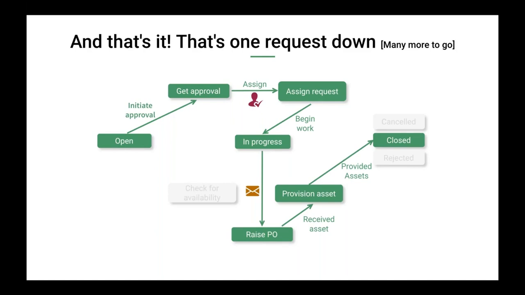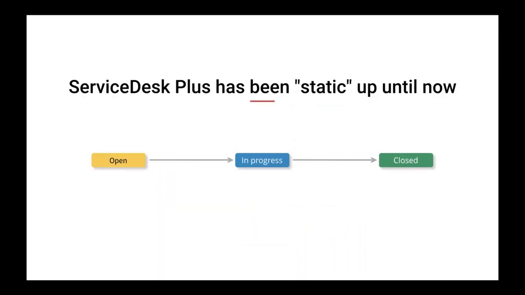So as you could see, the request just took a very simple, guided path, and upon each action, like after approval, it goes to assign, and in assign, I can set it to a technician to begin work. So it just took a particular path, which means I was getting only one option at a time and not all the options.